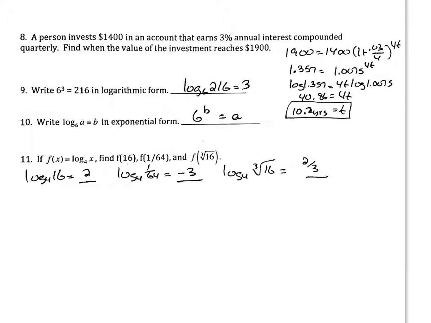Number 9 and 10 are the finger thing, just practicing those. Remember, you're going to write the log in there. That's the base. Remember that base to that power equals 216. 6 cubed is 216. That's all you got to do. Number 10, to go backwards. 6 to the b power is a. That's what I wrote.